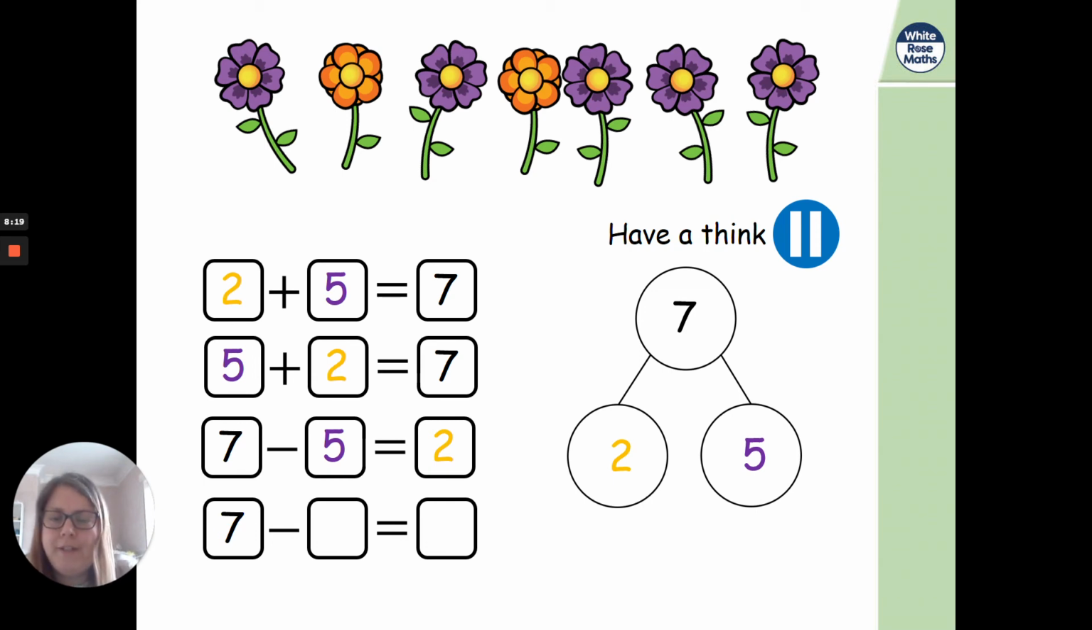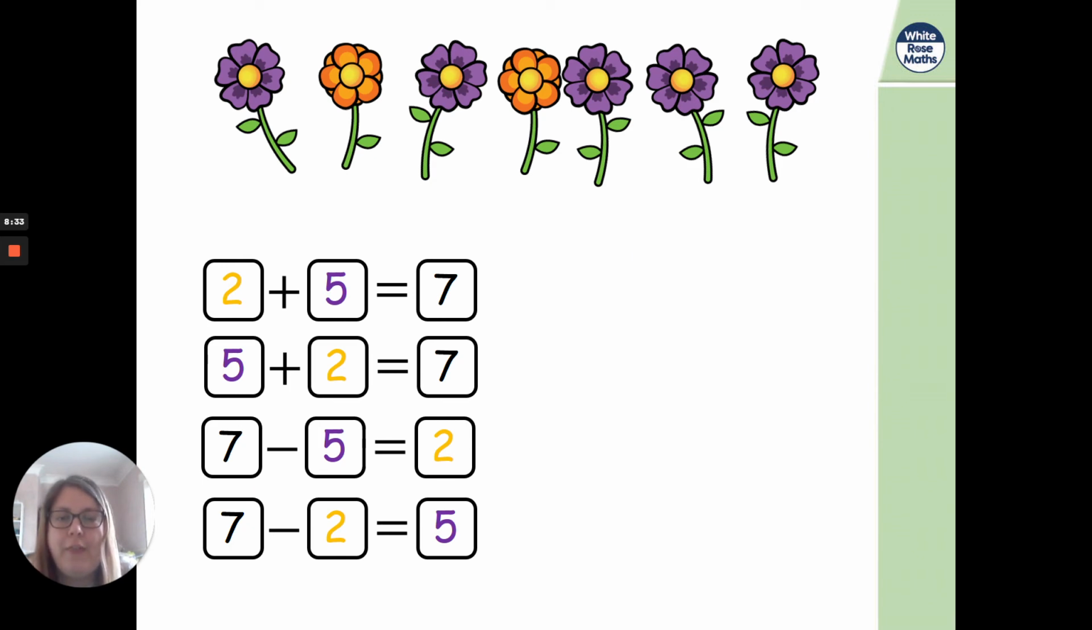Now, can I have 7 take away 5 equals 2? No, because I've already written that. So then I know I need to write 7 take away 2 equals 5. Well done if you did that, Nottingham. It is quite tricky, but I'm pretty sure you'll get there.